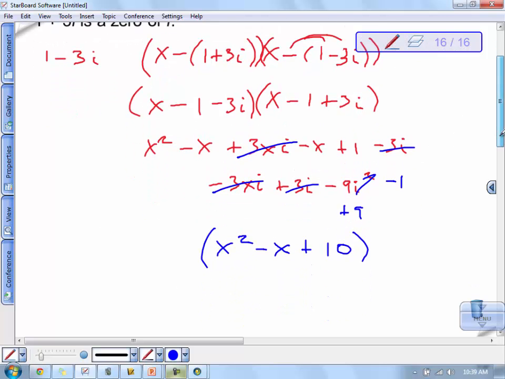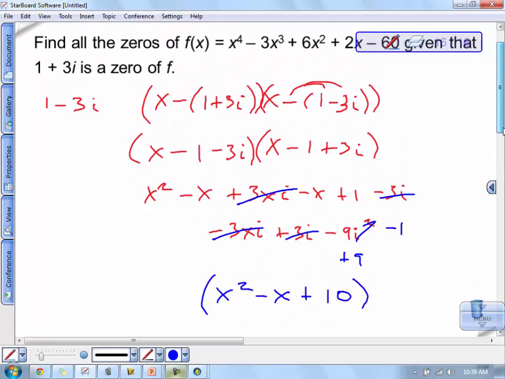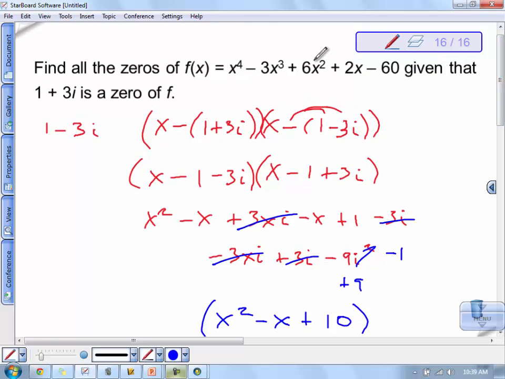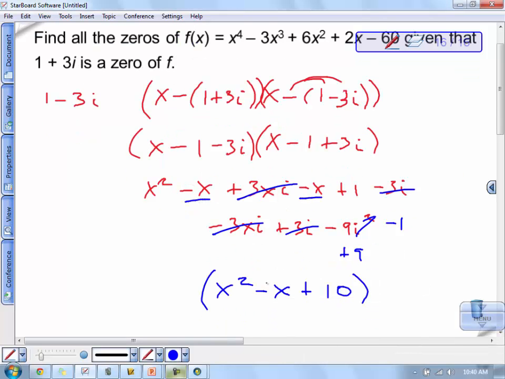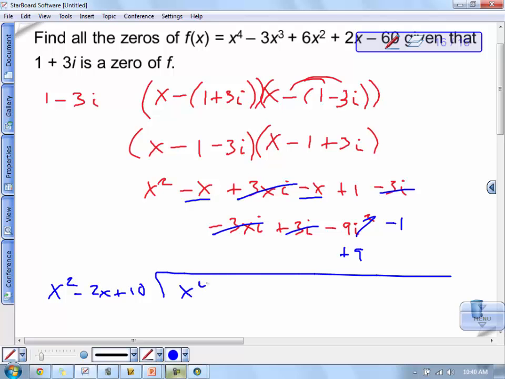Now I want to find out what the other two, there's two more zeros obviously, I don't know if they're real or imaginary, but they're in here. So what I can do is divide this polynomial into this one, and I'll get the other zeros. Yeah, this and this added together would be negative 2x, so I missed a 2 right here as well. But let's divide that now, let's do long division. x squared minus 2x plus 10, and we're going to divide that into this polynomial, x to the fourth minus 3x cubed plus 6x squared plus 2x minus 60. And that's going to give us what's left over.